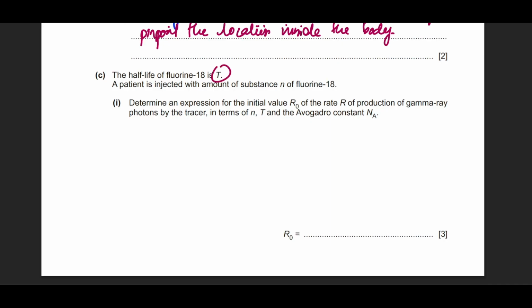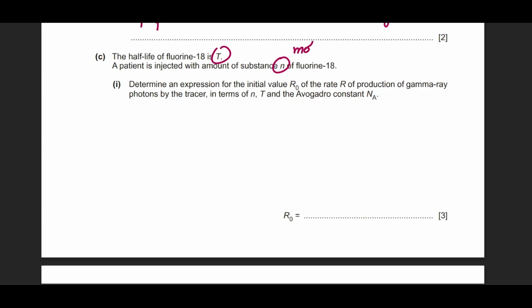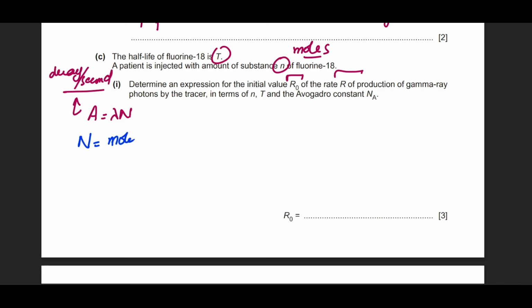The half-life of fluorine is T. N is the substance, which will be moles primarily. Yes, this is moles. Determine an expression for R naught, the rate of production of gamma rays. Now, for the rate of production, we have a formula that is A equals lambda N. N is the number of atoms and A is activity. Activity is primarily decays per second, right? So he is asking us about R in this format. So let's write this down. So what will be N? N, the number of atoms, will be equal to moles multiplied by Avogadro's number, which is Na.